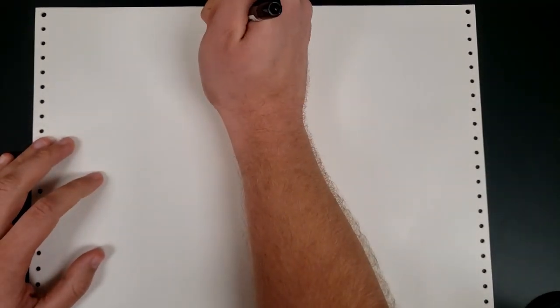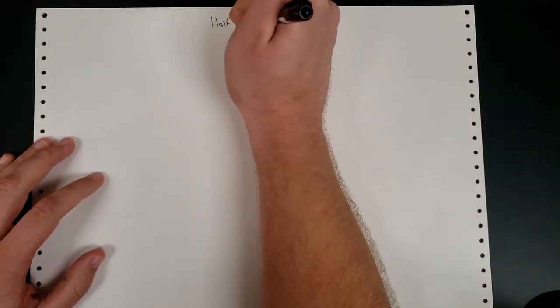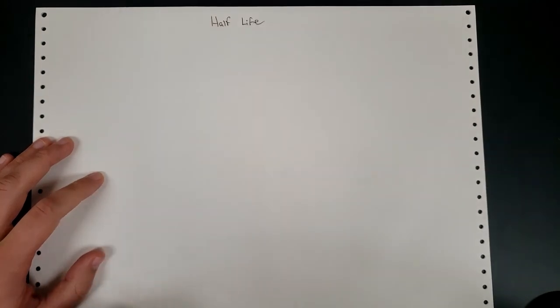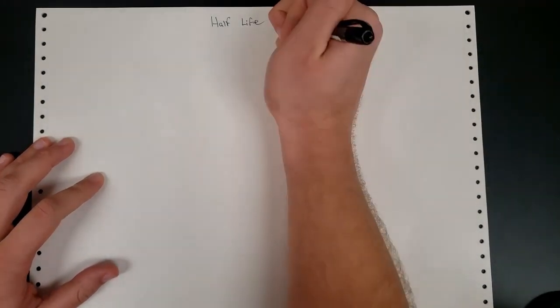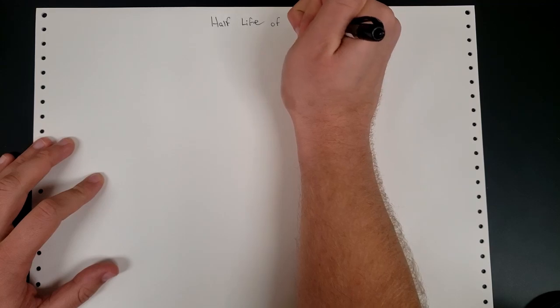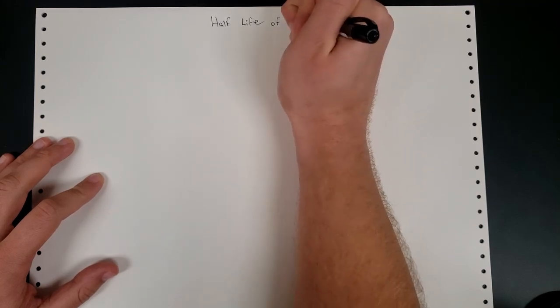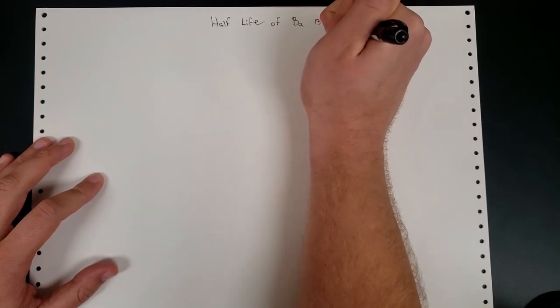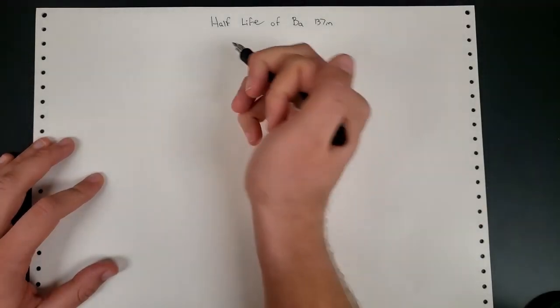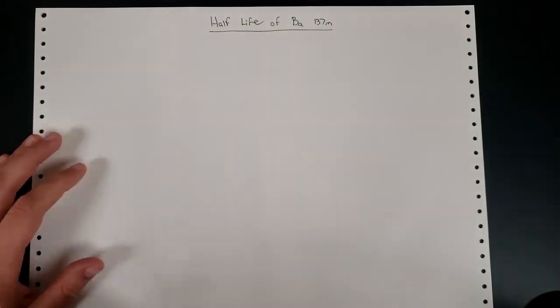Okay, guys, so this is going to be the final part of the lab. This also should be the quickest part if you were to actually have done it. And what we're going to be talking about is called the half-life. And specifically, we're finding the half-life of barium-137m. Okay, and we'll talk more about what this means in a second.